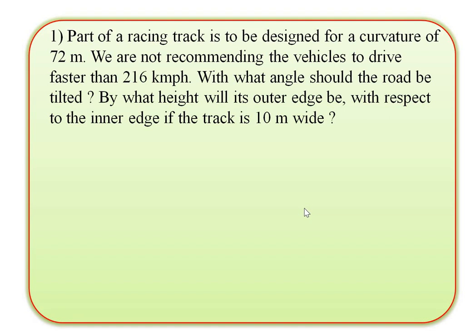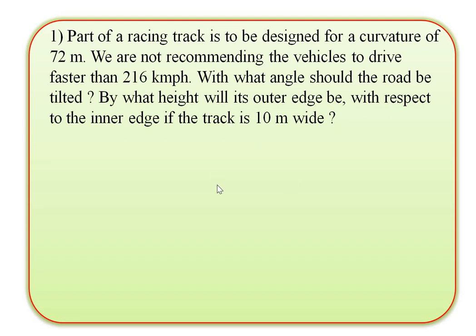Part of a racing track is to be designed for a curvature of 72 meter. We are not recommending the vehicles to drive faster than 216 km per hour. With what angle should the road be tilted? By what height will its outer edge be with respect to the inner edge if the track is 10 meter wide? So this one is the first example which is given in the exercise.